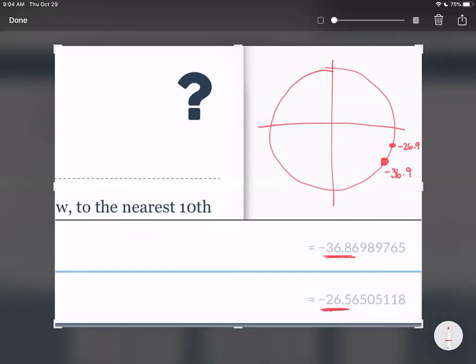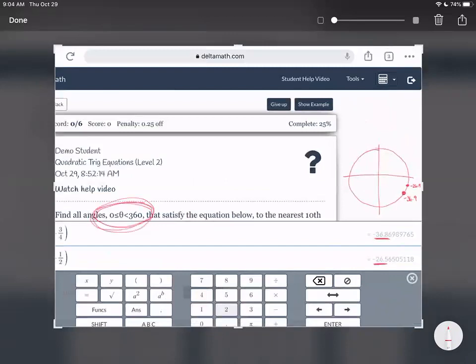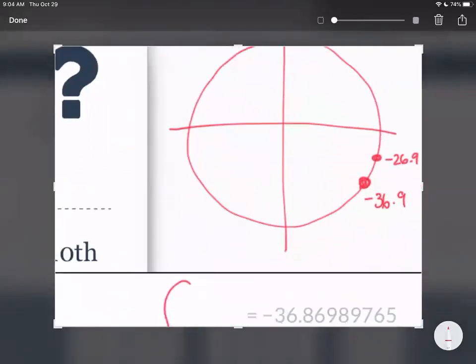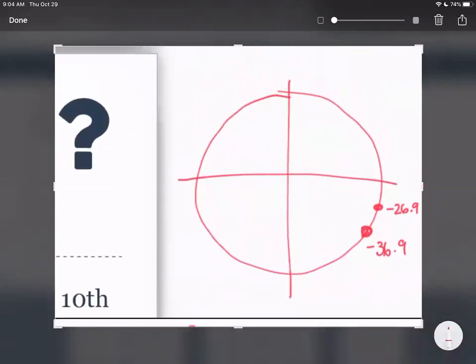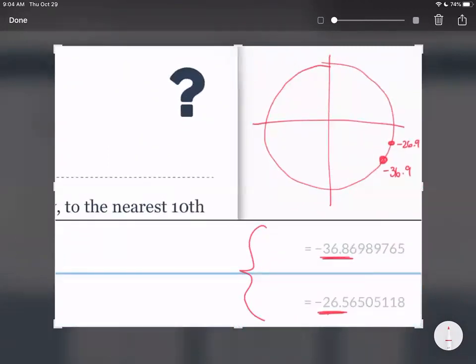And then I want to show you guys the instructions. They want our angles to be between 0 and 360. So the angles they gave us here, which are negative angles, are not between 0 and 360. So we need to make them between 0 and 360. In order to fix this, all you have to do is add 360 to each of them. So the negative 26.9, we can just do plus 360. Because if you go around the circle one entire rotation, which is 360 degrees, you end up at the exact same spot.